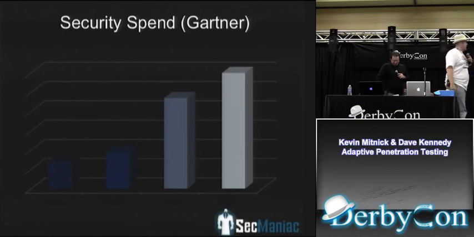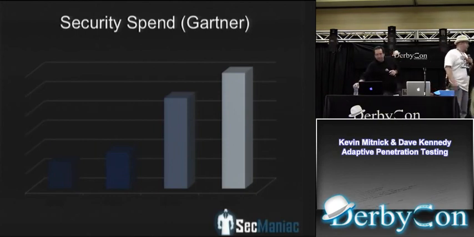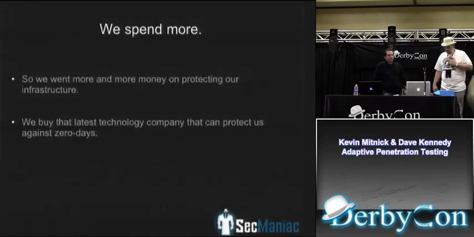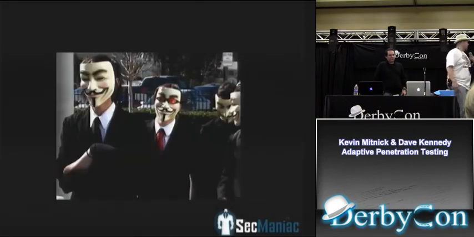And so we look at our spend as far as Gartner goes, and year after year we continue to increase our spend when it comes to security. We buy those shiny products, right? And while those products are great and they absolutely can assist in building your security program, you have to look at your foundation first and what that really is. So we spend more money on protecting our infrastructure and we buy the latest technologies to protect against the 0 days, right? And yet we still see these guys running amok, right?